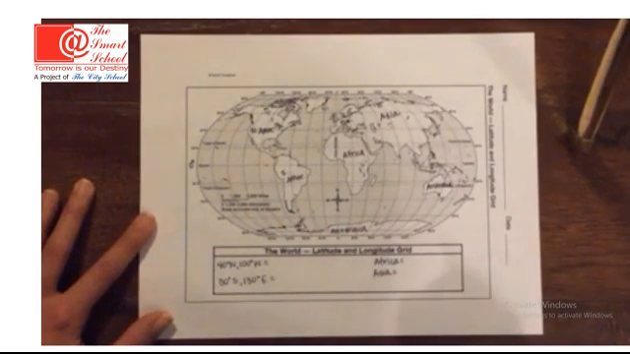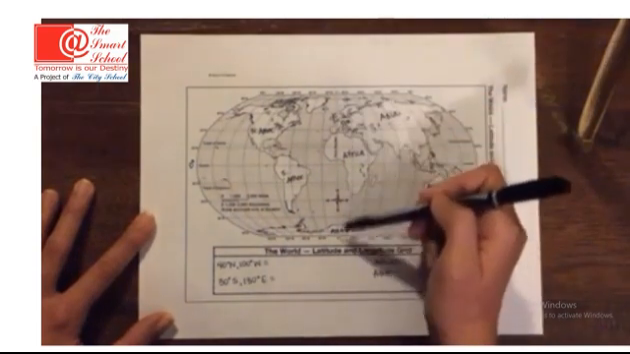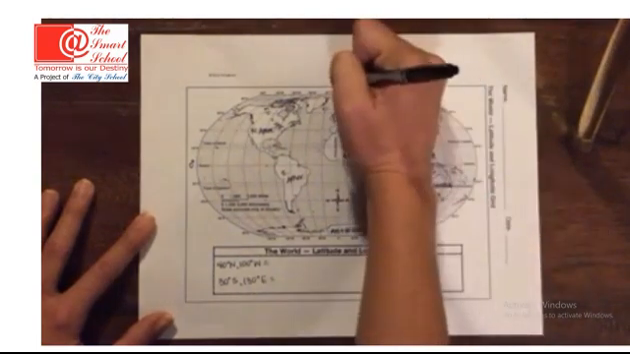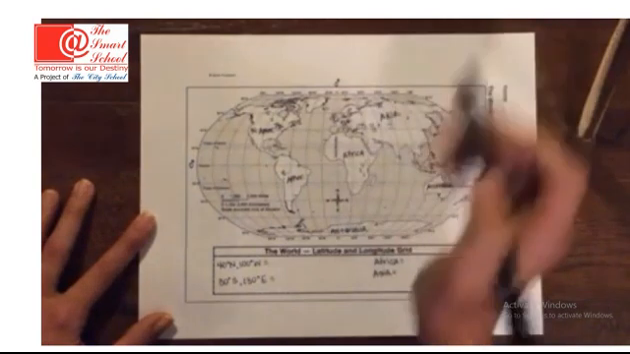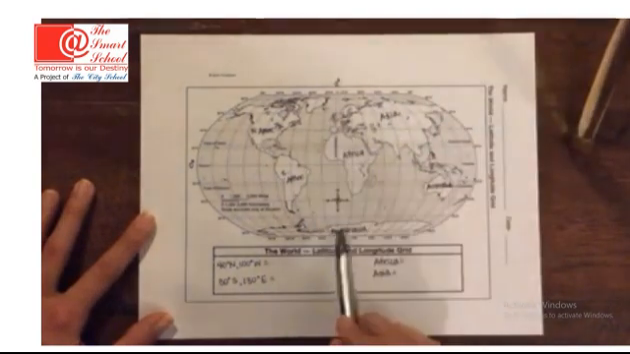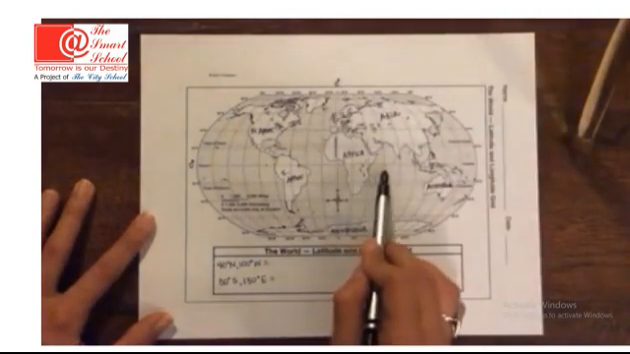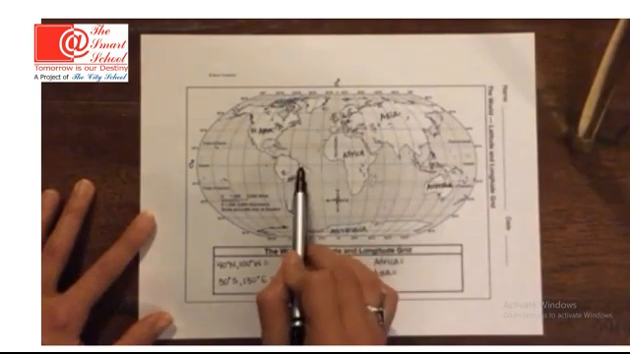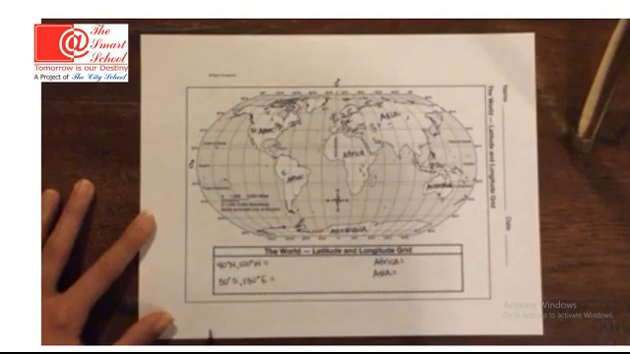For my longitude, I want to find the prime meridian, which again, if we're looking at a map of the entire globe, will be in the middle, and that's my 0 degrees longitude. For my prime meridian, starting there, I'll measure east with my longitude lines, or I'll measure west with my longitude lines.